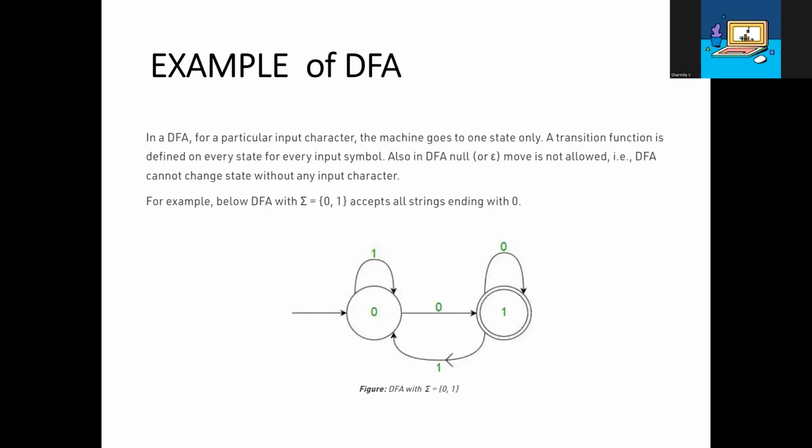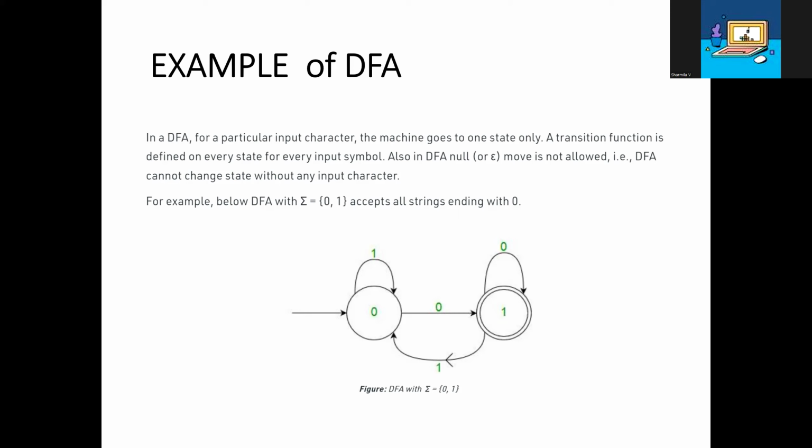deterministic finite automata. The example given for deterministic finite automata is this one. The input symbols are 0 and 1, and there are two states here. If you give 0 as input for state 0, it moves to state 1. If you give 1 as input for state 1, it goes to 0. If the input is 0, it remains in the same state.